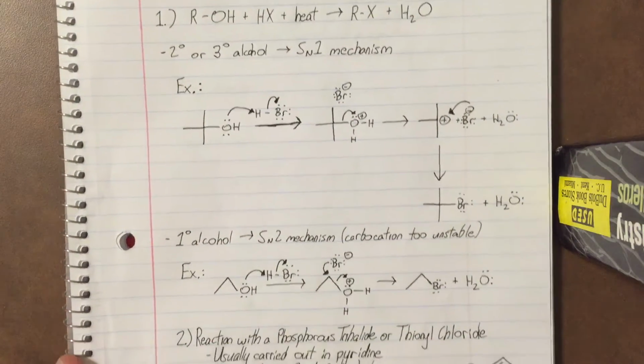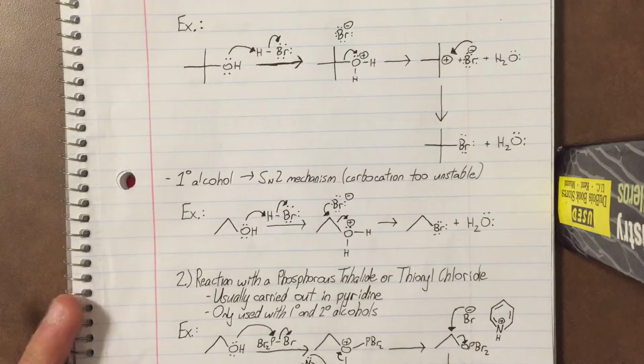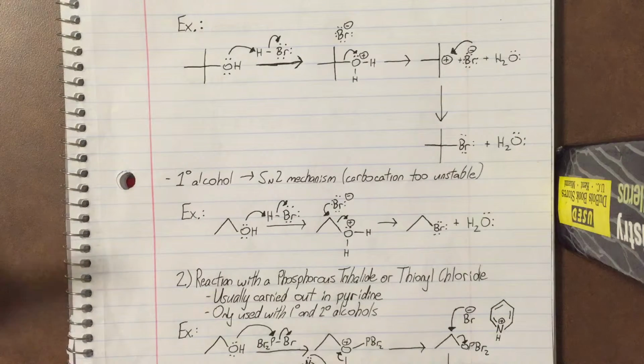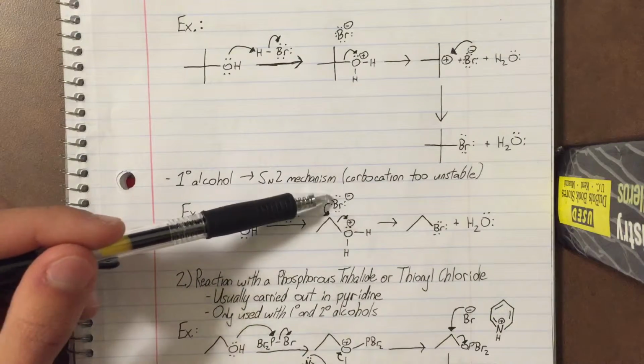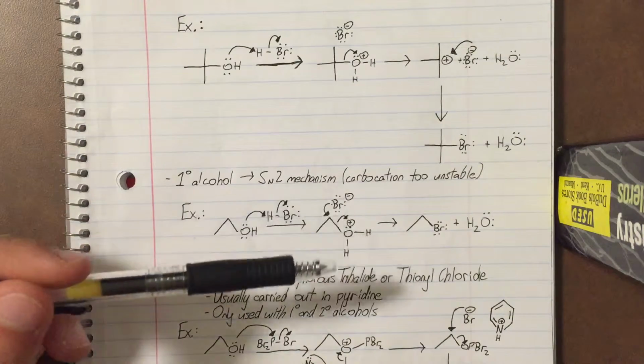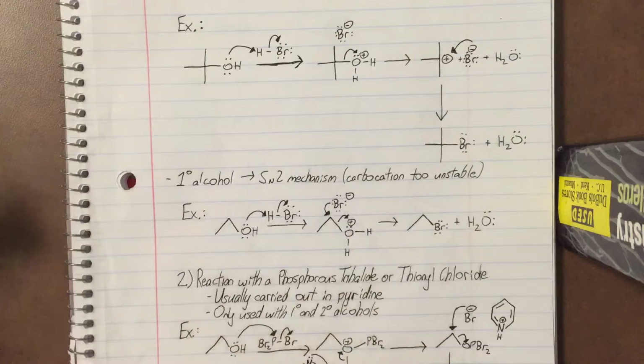However, if a primary alcohol is used, then the carbocation that would be formed through an SN1 mechanism would be too unstable because primary carbocations are very unstable. So instead, this reaction will proceed through an SN2 step here, also producing an alkyl halide. These reactions will work if they are subjected to rather harsh conditions, if they are heated a lot.